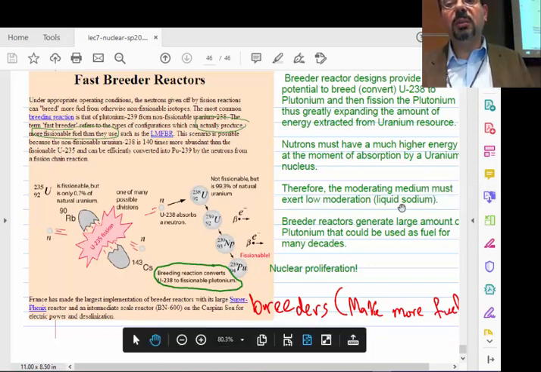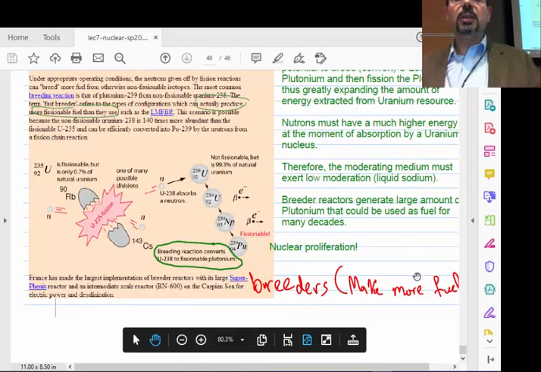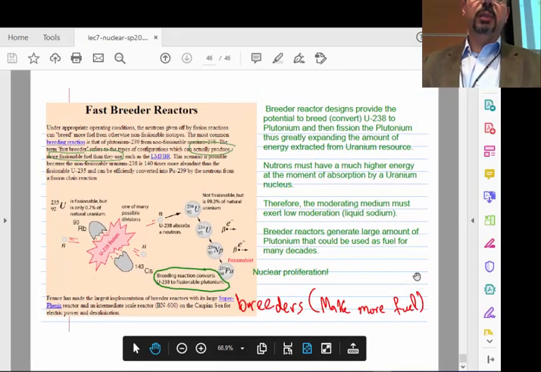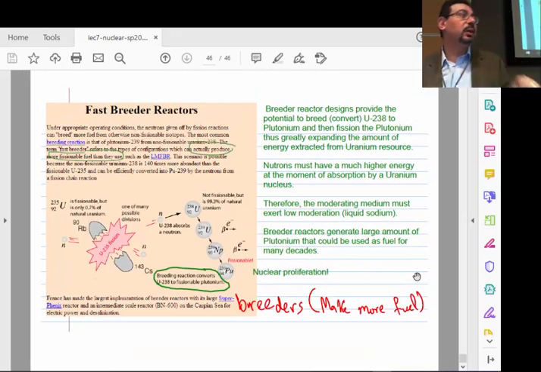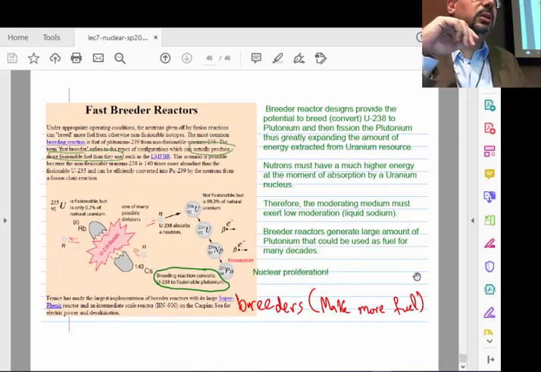However, the moderator medium must exert low moderation, liquid sodium basically, for it to happen, and it will convert 238 into plutonium and fission plutonium. So I think I read one time that Bill Gates was funding a company that will extract uranium from the ocean, from the sea water basically.